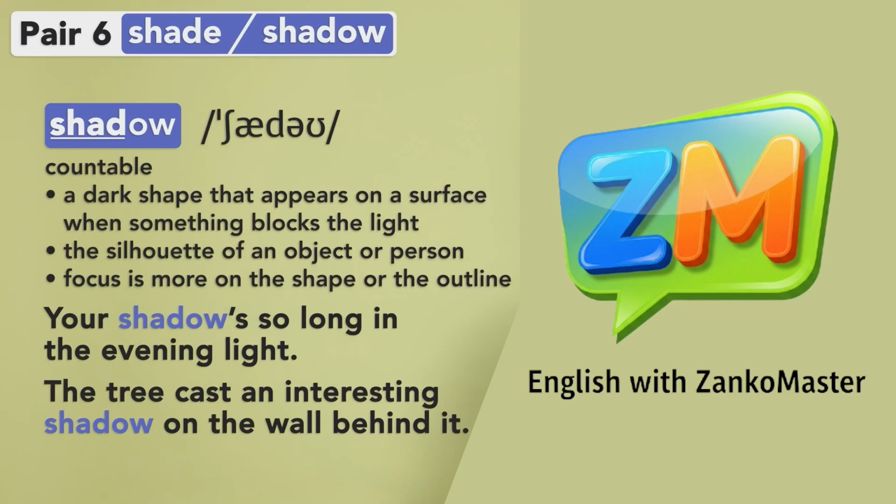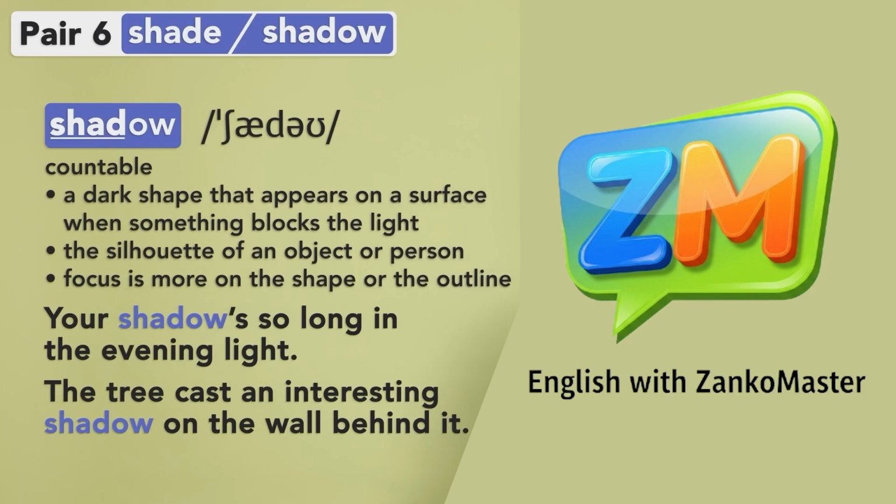A shadow is a dark shape that appears on a surface when something blocks the light. It's the silhouette of an object or person. The focus is more on the shape or the outline. And shadow is countable. Shade uncountable, shadow countable. Some examples. Your shadow is so long in the evening light. Did you notice when you were a child that you would walk in the evening and see that your shadow looked like a giant?